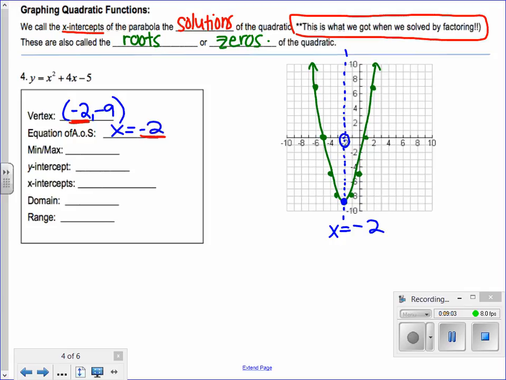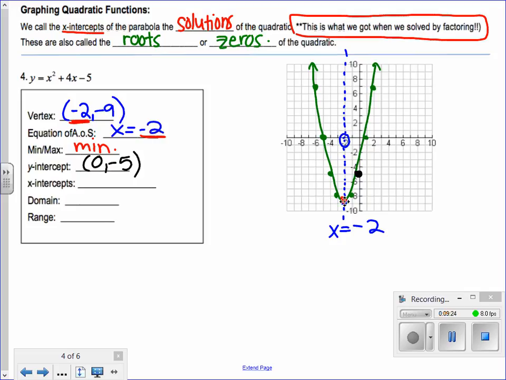When I look at my graph, this vertex is the lowest point on the graph. That's called a minimum. Also, when I look at the graph, I have a y-intercept. That's where I cross the y-axis. That seems to happen at 0, negative 5, not positive 5.